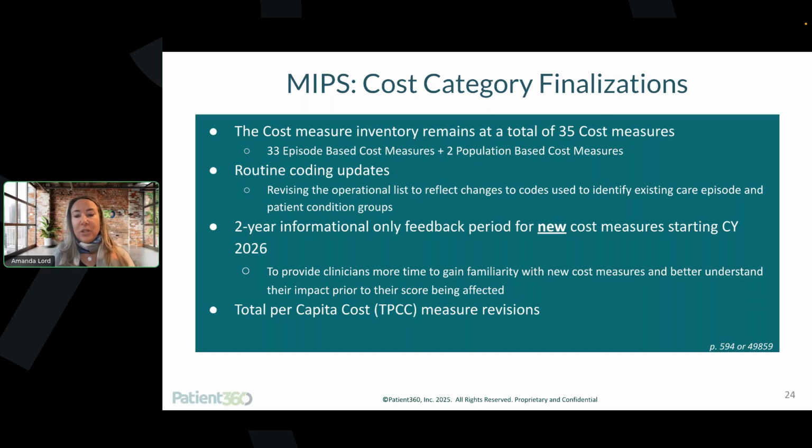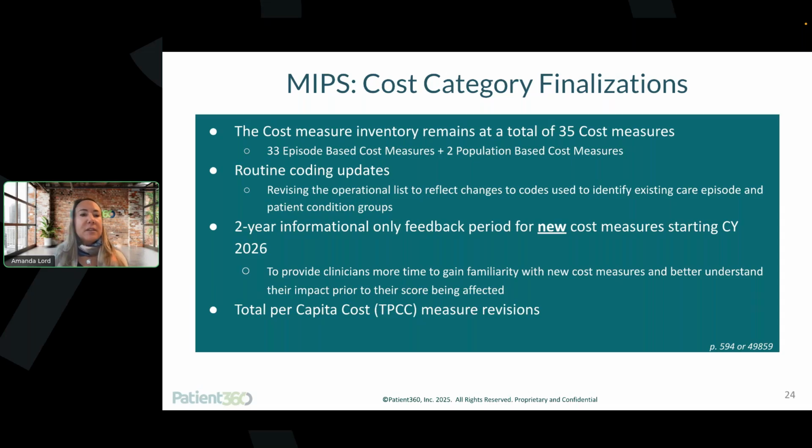Related to the new informational only feedback period that was finalized, P360 and other commenters suggested making the new policy apply retroactively to the low back pain cost measure that was included for the 2024 performance period. CMS did acknowledge the comment and suggestion, but they denied the request, unfortunately, since retroactive application wasn't in the proposal and it would have caused operational challenges. They explained that doing so presents significant operational challenges and could disrupt ongoing implementation efforts for the measure, which is already live. But we wanted you to know that we did try for that, and we formally put that in our comments. Okay, next slide.